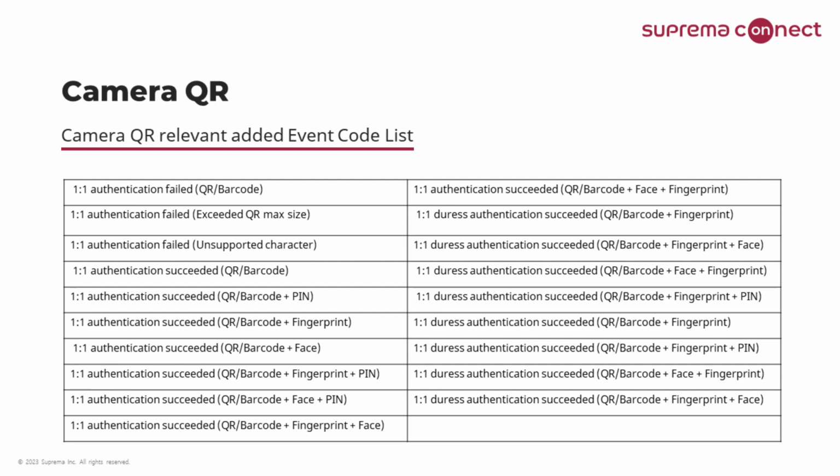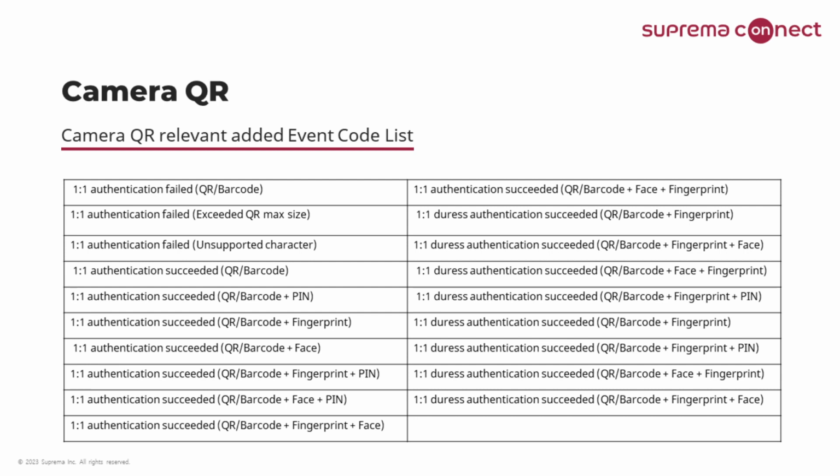from BioStar 2 version 2.9.3, you'll be able to actually see the event logs in depth as well. The event codes are listed as below. Before, let's say for a one-on-one authentication failed, now you'll be able to see if the authentication failure has occurred due to the QR or barcode.